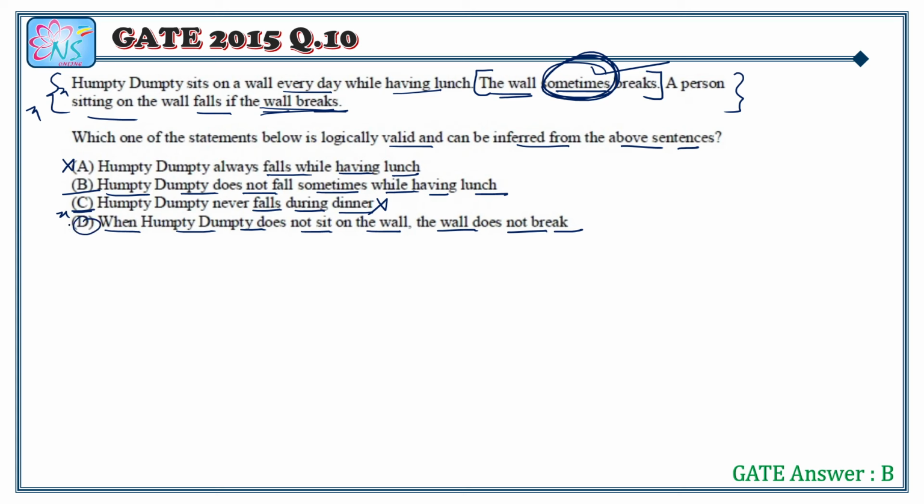Okay, so the only option will be option B, which states that Humpty Dumpty does not fall sometimes while having lunch, but sometimes he falls because of the break of the wall. Okay, so option B sounds more logically correct over here. So this is it.